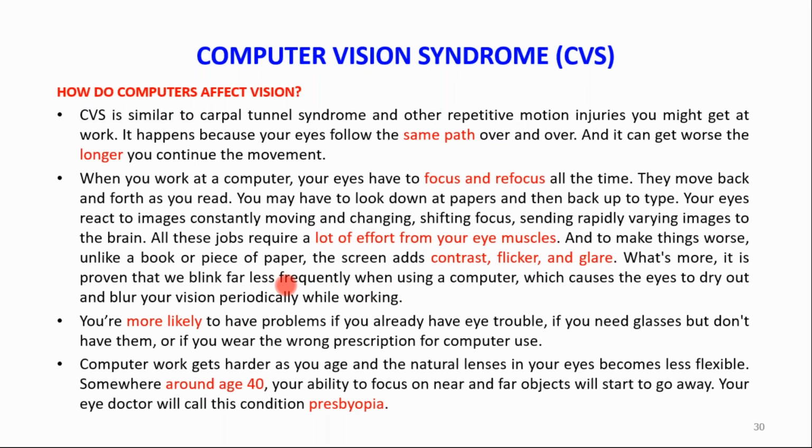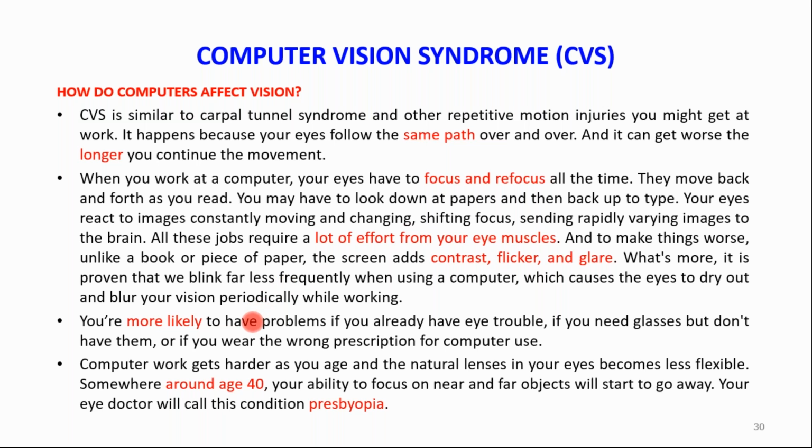What's more, it is proven that we blink far less frequently when using a computer, because we have to focus on that particular matter on the screen. So our frequency of blinking the eyes becomes less as compared to normal. So that may again create an issue, and that blurs your vision periodically while working with these types of activities.